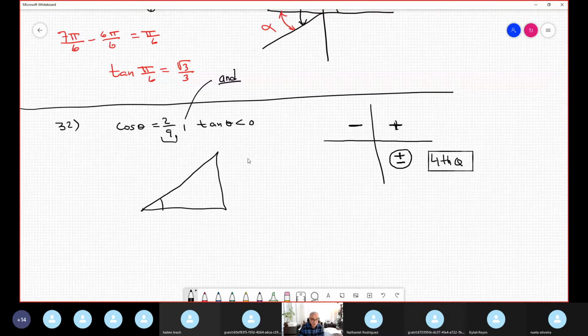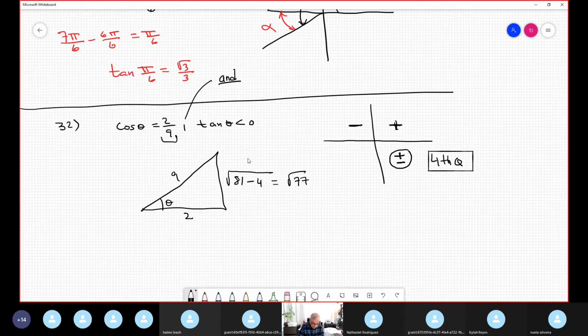Okay, this is theta. And cosine by definition is adjacent over hypotenuse. And you determine the third side, which is the square root of this guy squared, 81, minus this guy squared, 4. So this is 77.